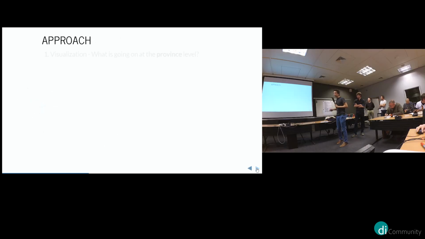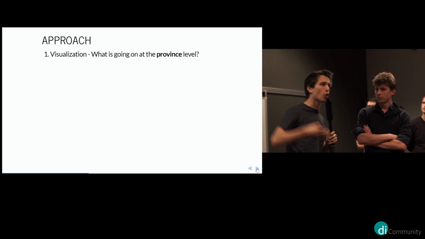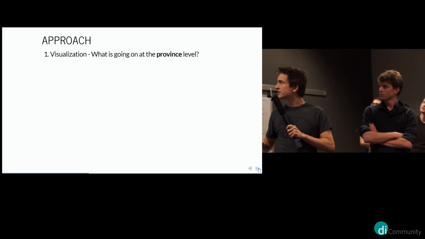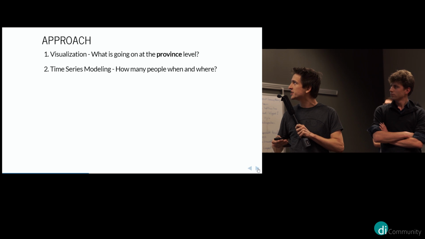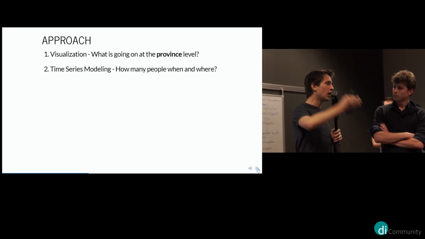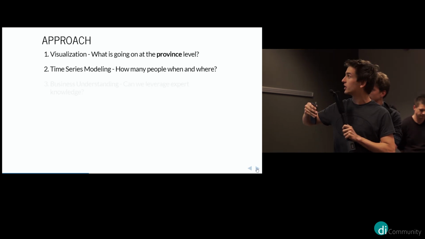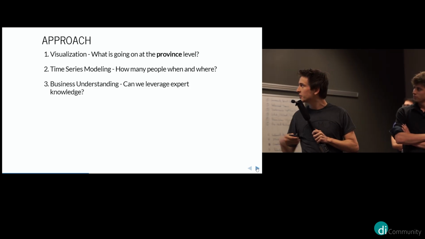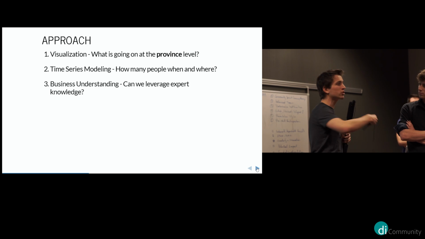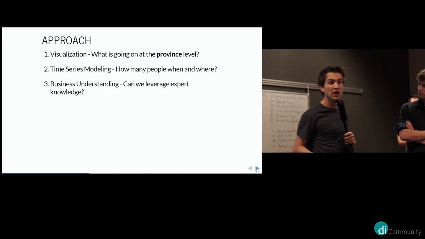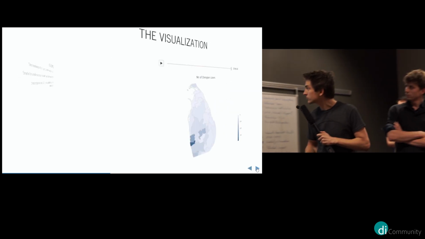So what was our approach? As a first step, we wanted to do some visualization, what is going on at the province level in Sri Lanka. The second step was doing some time series modeling, how many people were diagnosed when and where, in which province, in which month. The third step was understanding the business. Can we leverage this expert knowledge in bringing more covariates in our time series model?